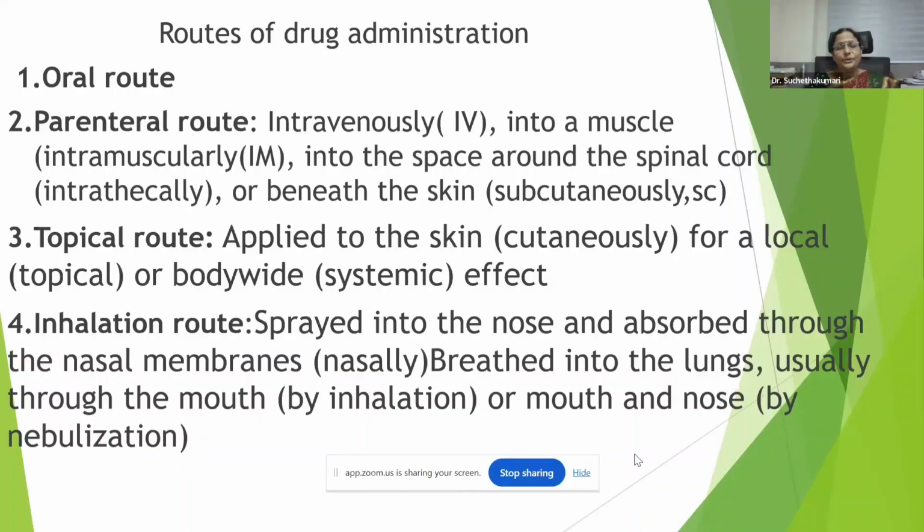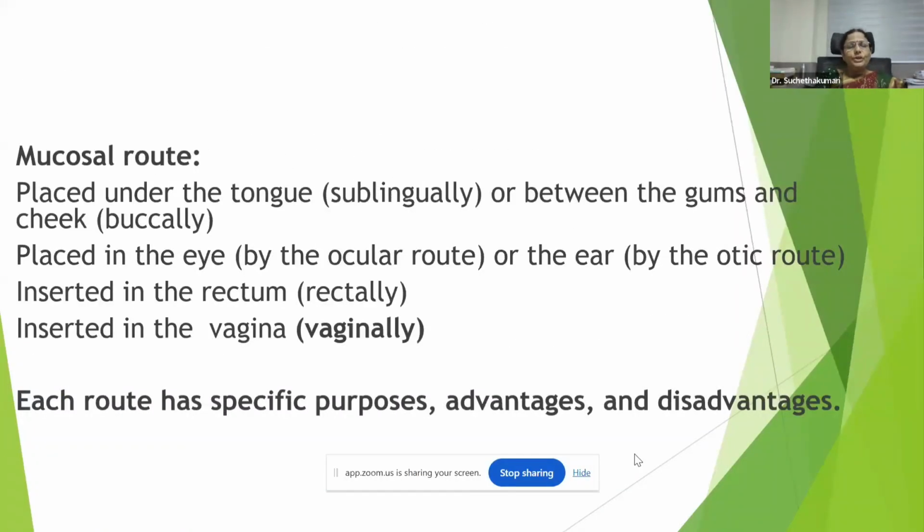Fourth one is the inhalation route. That is, the medications are sprayed into the nose and absorbed through the nasal membrane and breathed into the lungs, usually through the mouth or by the nose, that is, by inhalation or by nebulization. Next comes the mucosal route, wherein the medication is kept on the mucous membrane.